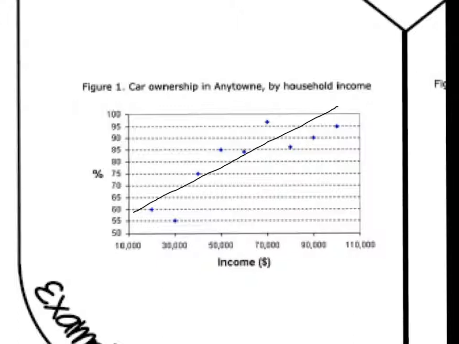Now, you can use your trend line to make predictions. For example, if I wanted to see the approximate amount of people who own a car, if their household income is $70,000, you can use your trend line and go up at 70,000. Let's see if I can draw a straight line. And when I get to my trend line, I can predict that about 87% of households that have an income of $70,000 own a car. So your trend lines are useful for you in making predictions. We're going to work on making predictions in class tomorrow on Tuesday.